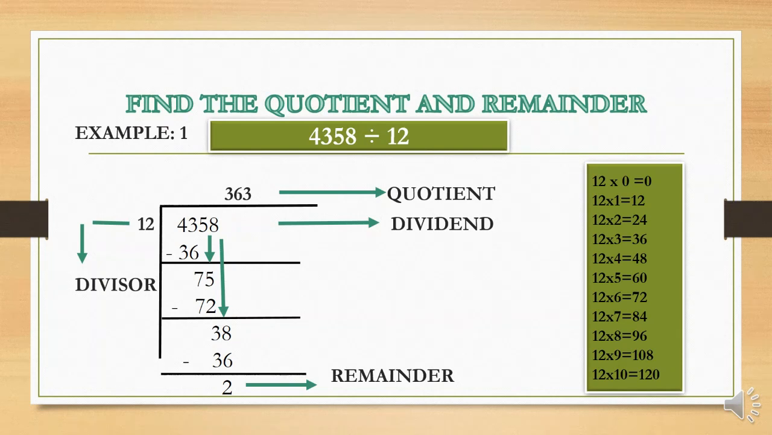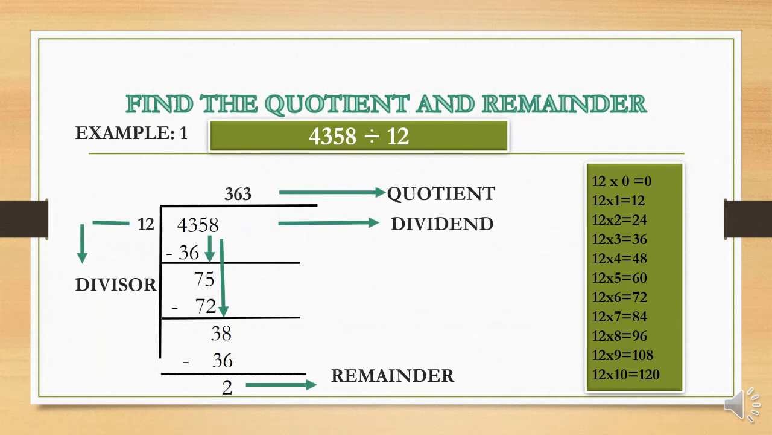Example 1. Here we will solve an example of a 4-digit number divided by a 2-digit number to find the quotient and remainder. Example: 4,358 divided by 12. To solve the simple division, there are 5 steps. Step 1 is to compare the digits. We compare the leftmost digit, that is 1000 in the dividend, which is 4, with the divisor 12.